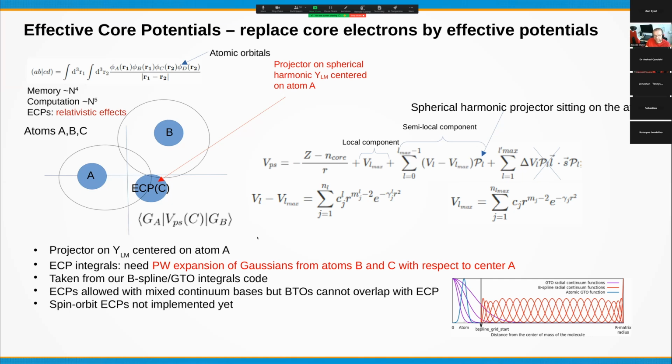So in the current implementation, we are able to include these ECP effective core potentials into calculations which contain, of course, the atomic orbitals sitting on the atoms, but also the continuum functions, which can be either Gaussians or B-splines. But the B-splines are in the current implementation limited such that they cannot overlap with the ECPs. The only other limitation is that the spin orbit contribution to the ECPs has not been implemented yet, but that's typically a minor correction.